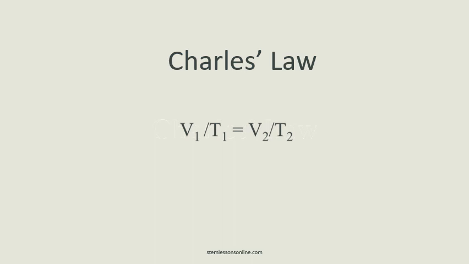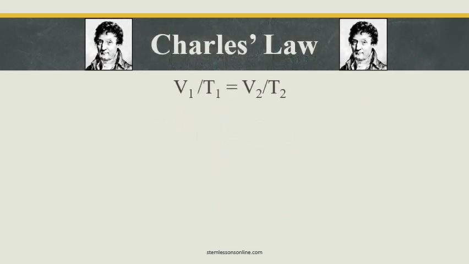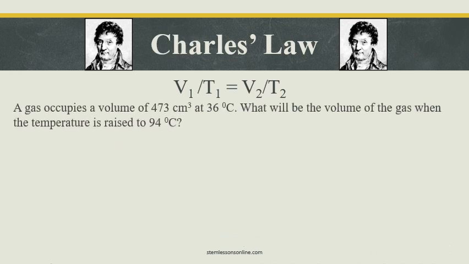And now let us move on to Charles's law. In Charles's law, volume and temperature are directly related. So when you change volume or temperature of a sample of gas, and when you want to find one or the other, the formula we use will be V1 over T1 equal V2 over T2. So let us see an example for that.